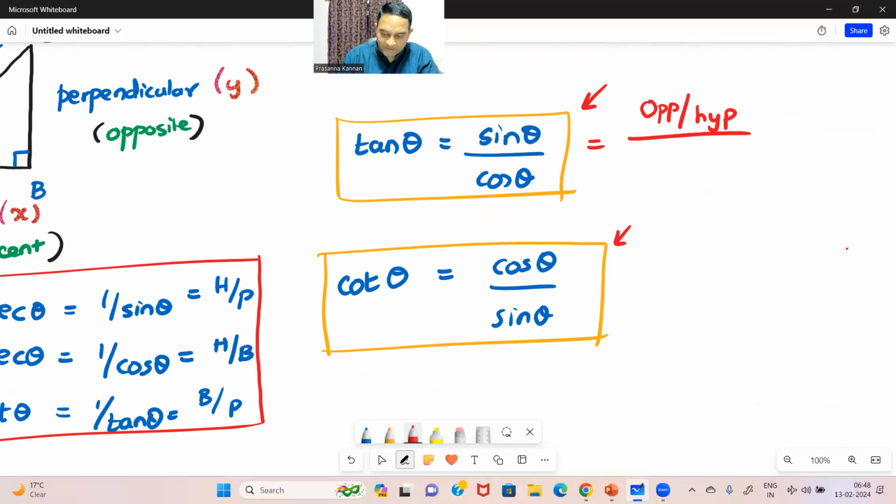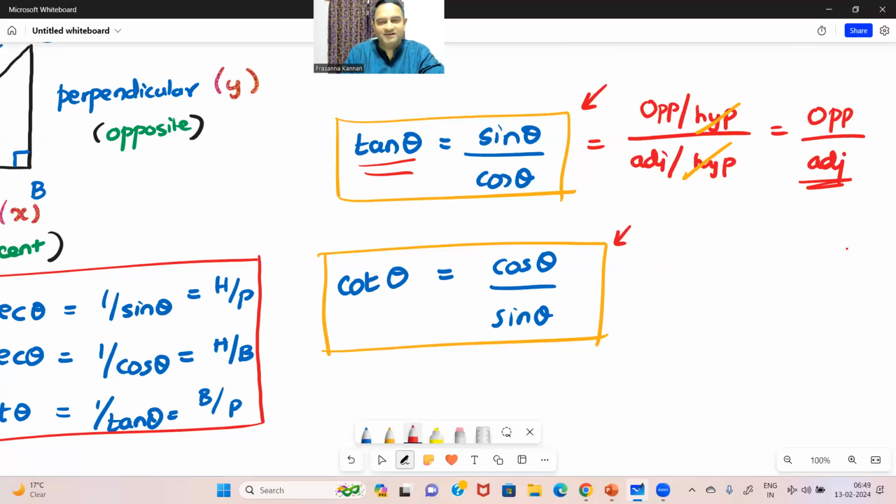So opposite by hypotenuse divided by adjacent by hypotenuse. Hypotenuse and hypotenuse will cancel, so you get opposite by adjacent. So your tan theta is opposite by adjacent. I'm just proving that tan theta is equal to sin theta by cos theta. Clear?